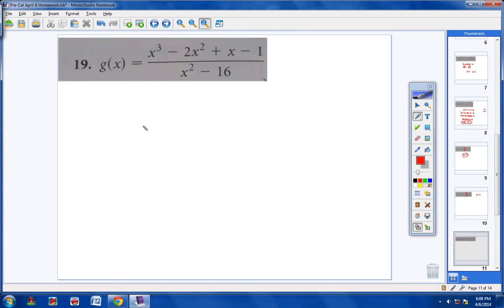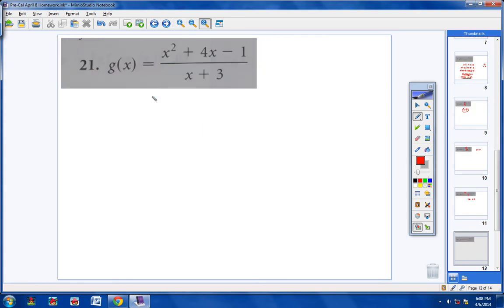Number 19. Now, whenever the degree in the numerator is greater than the degree in the denominator, then you have what? No horizontal asymptote. There we go. Pretty simple, guys. Not too difficult. Okay, let's go on to numbers 21, 23, and 25.